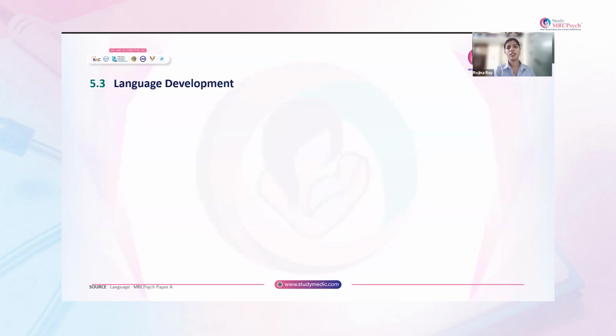Now moving to the third section of our lecture, beginning with language development. Language acquisition is a major landmark for cognitive growth.